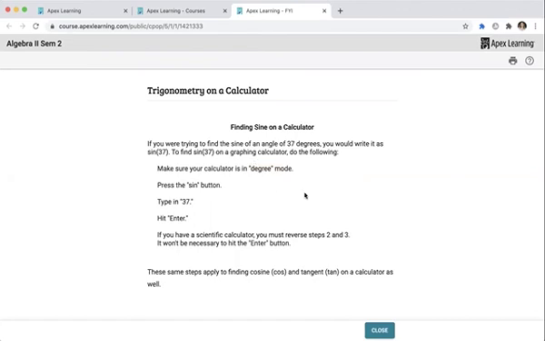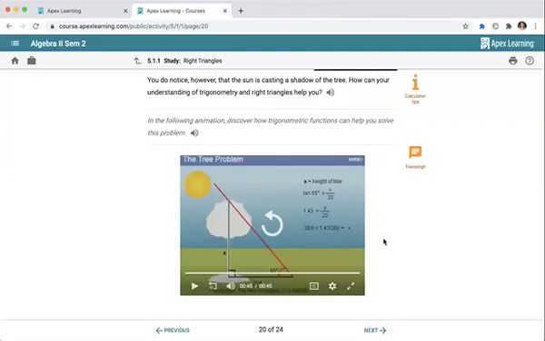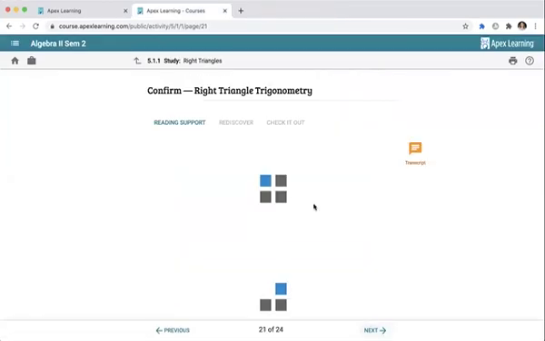So if you're asked to find sine of the angle of 37 degrees on your calculator, you need to make sure that your calculator is in the degree mode. You hit mode, you scroll down to degree and make sure it's selected. Then you press the sine button, which is above all of our numbers, you type in 37, and you hit enter. Not anything terribly difficult here. It works the same way for cosine and tangent.